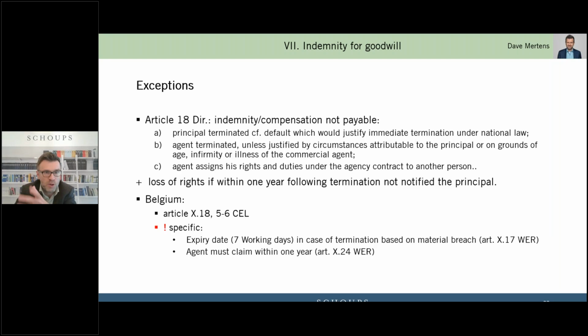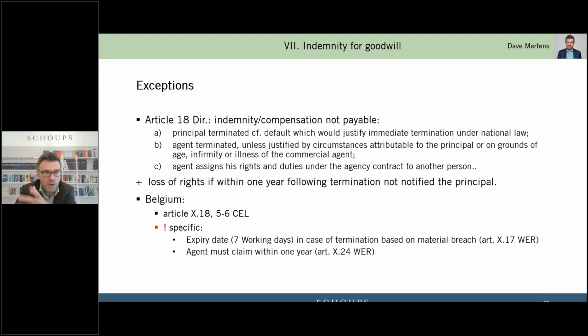Some exceptions: indemnity for goodwill you have if you established additional customers or extended the customer base or new business. In a number of circumstances such indemnity is not payable if, to put it in these terms, the principal terminated because of the default of the agent, a material breach, or the agent terminates, gives notice and switches perhaps to another principal, unless such termination is due to justifiable circumstances.